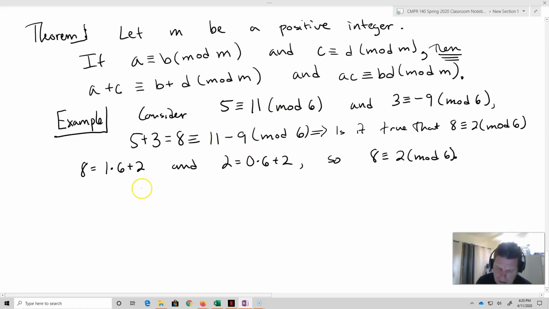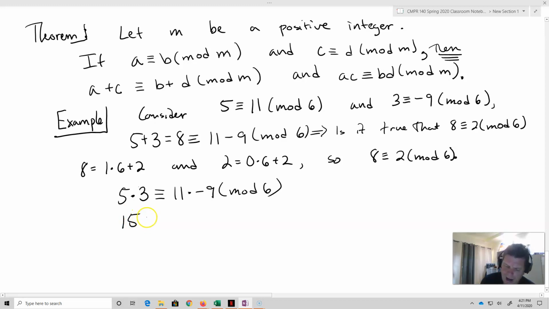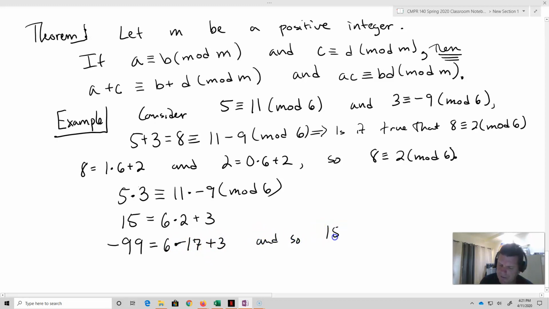Now, if we look at the multiplication, a times c is going to be 5 times 3, and supposedly that's going to be equivalent to 11 times negative 9 modulo 6. Well, that's 15, and 15 is going to equal 6 times 2 plus 3. And then 11 times negative 9 is negative 99, so negative 99 is going to equal 6 times negative 17 plus 3. So 15 is congruent to negative 99 modulo 6. Hey, it works out.